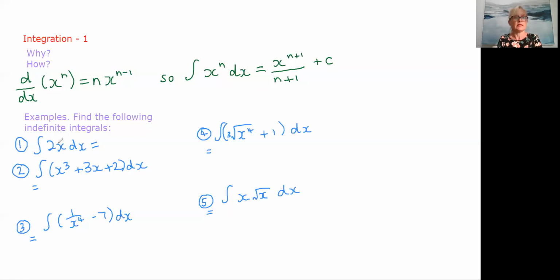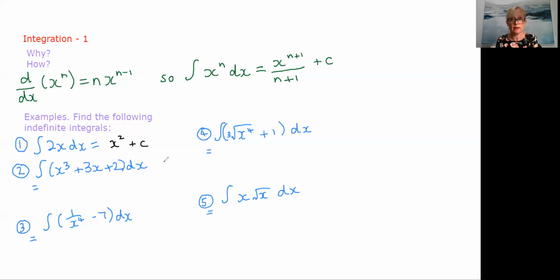Let's start with a fairly easy one. If we're looking at x, that's really x to the 1. So to anti-differentiate, I need to increase that index by 1, so that'll be x squared. And I'm going to divide by that new power. But we've already got a 2 in front. 2 in front divided by 2, they cancel, don't they? So we're going to get our x squared plus c.